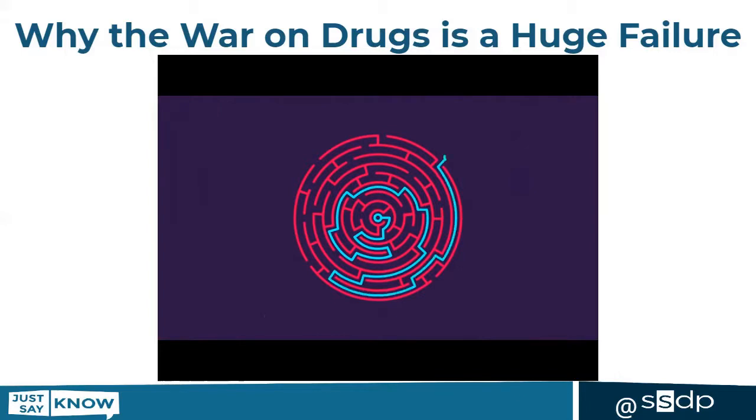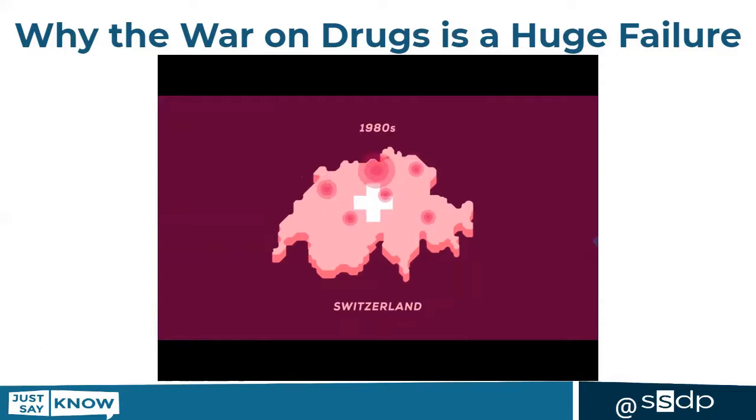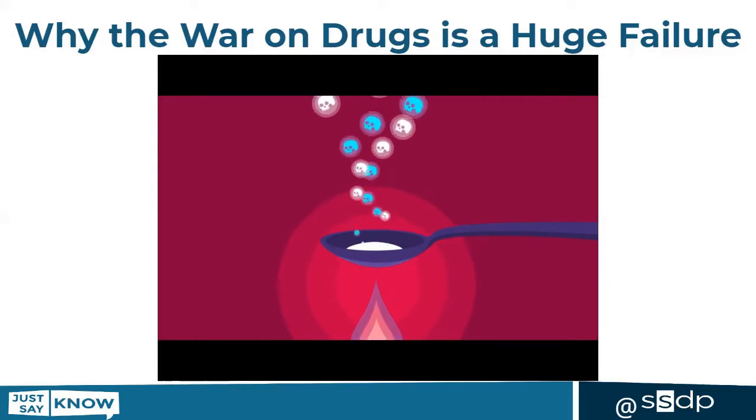Okay, but is there actually something different we could do? Is there a way out of this mess? In the 1980s, Switzerland experienced a public health crisis related to heroin use. HIV rates skyrocketed and street crime became a problem. Swiss authorities tried a new strategy: harm reduction.